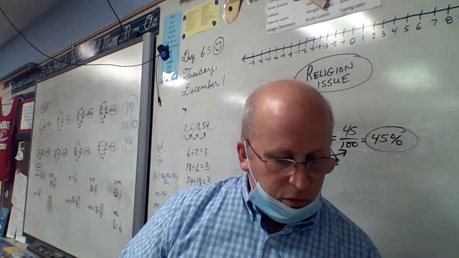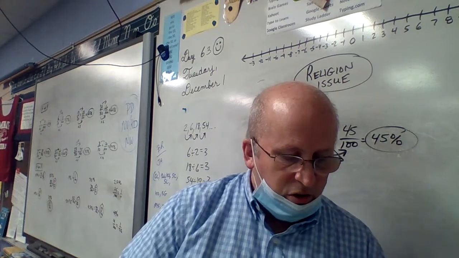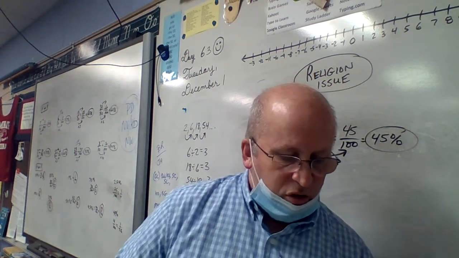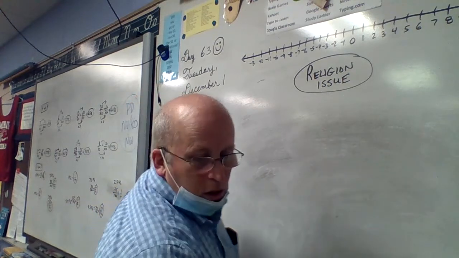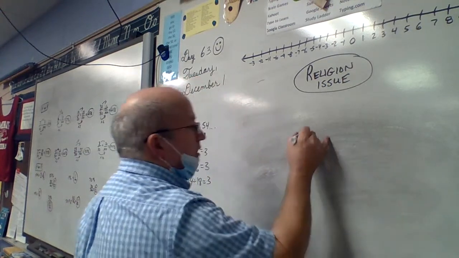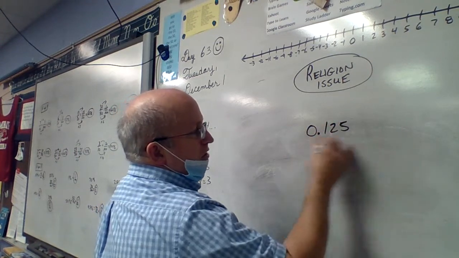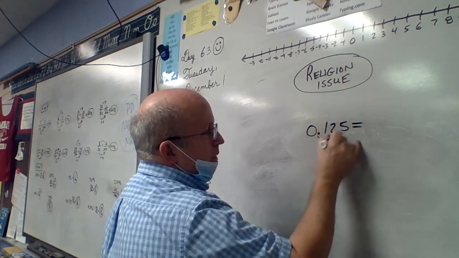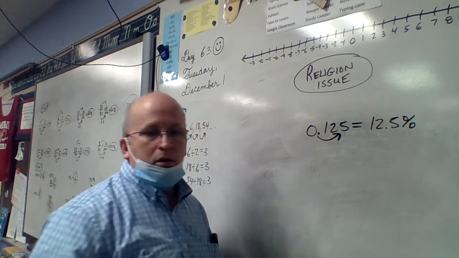How about 7 through 10? We're changing either decimals or fractions into percents. No big deal. Let's start with something similar to number 7, 0.125. If I want to change a decimal into a percent, all I'm going to do is move the decimal point over 2 places, 12.5%.